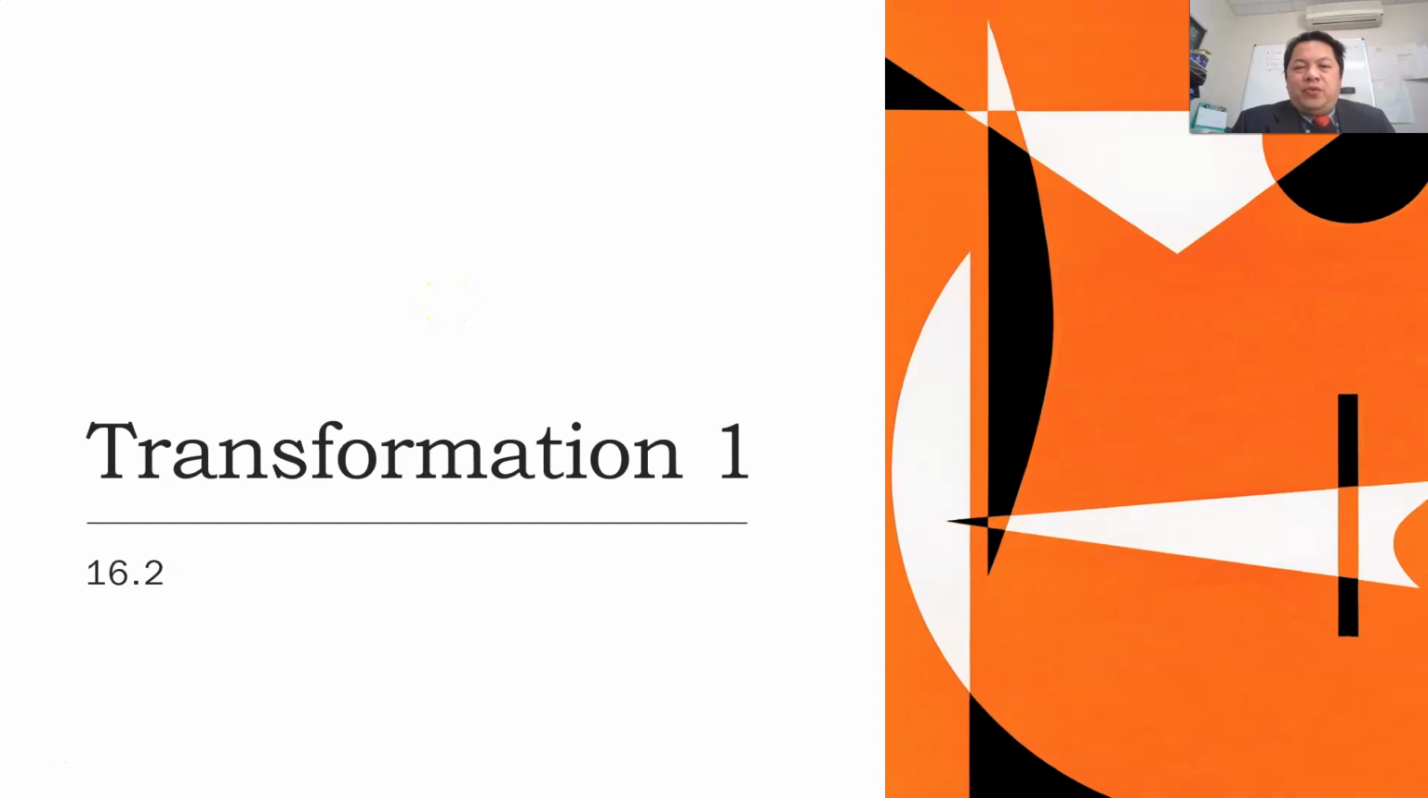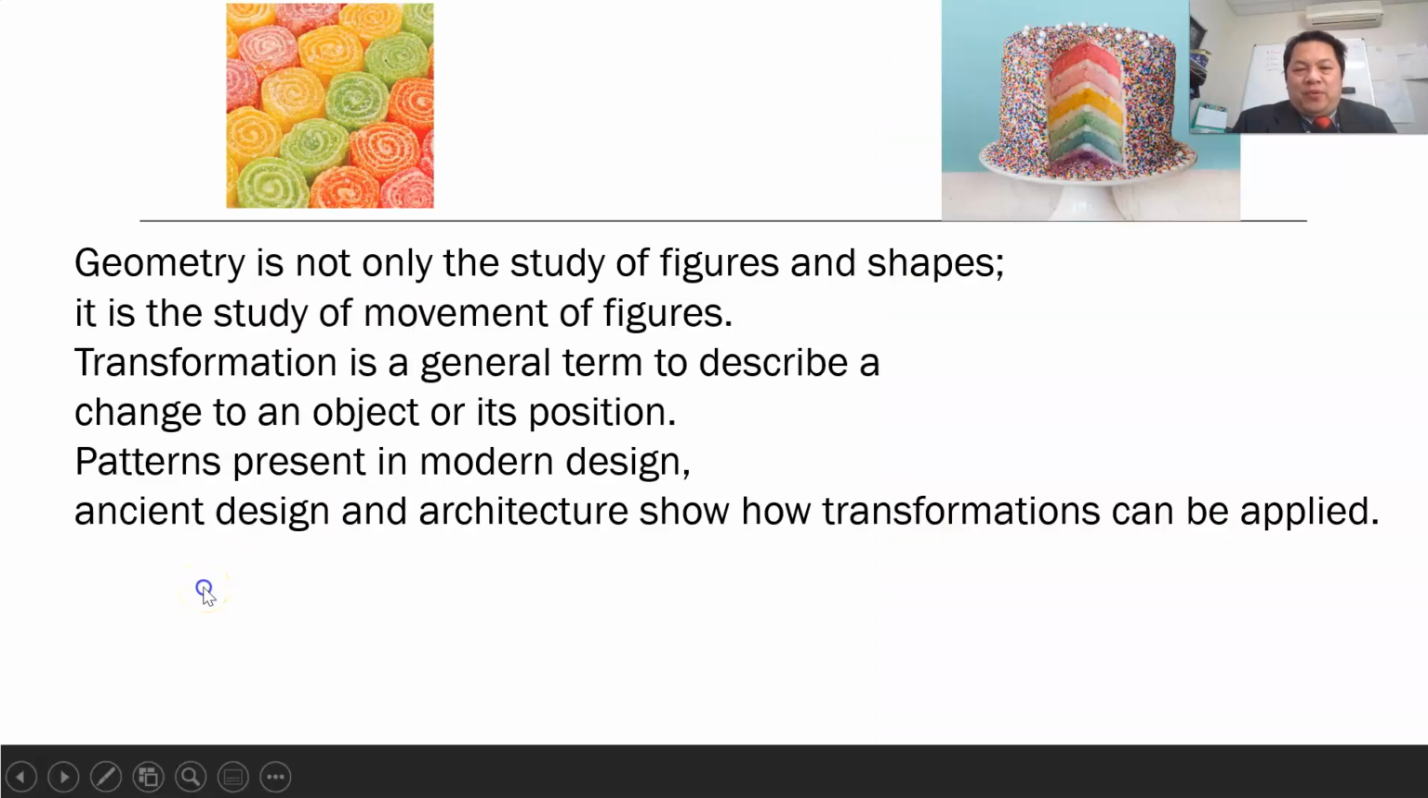Well done, students. We are moving on to another new topic on geometry and measurement, transformation 1, on 16.2 and 16.3. Geometry is not only the study of figures and shapes, it's a study of movement of figures. Transformation is about describing the changes in a shape, whether it's being moved, flipped, or rotated, and so on. Patterns present in modern design, ancient design, and architecture show how transformations can be applied. There are lots of things that we can touch on regarding transformation.